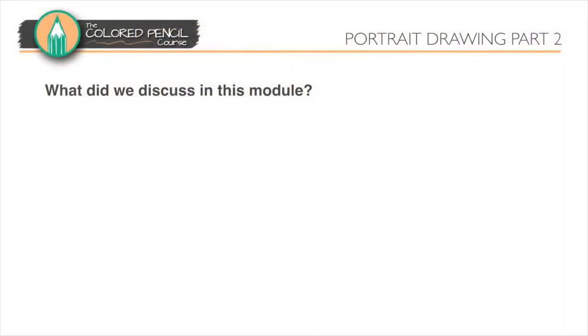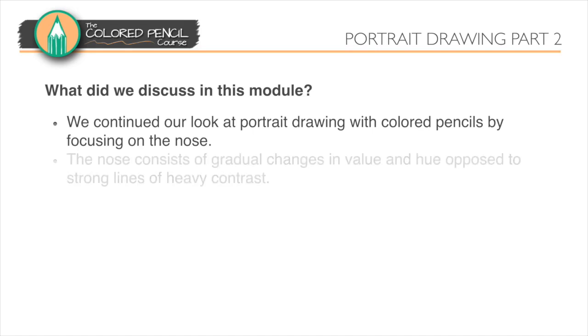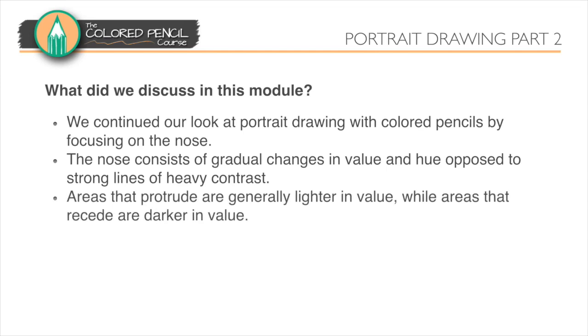So what did we discuss in this module? We continued our look at portrait drawing with colored pencils by focusing on the nose. We learned that the nose consists of gradual changes in value and hue as opposed to strong lines of heavy contrast. This is accomplished with deliberate but slow applications. We also learned that areas that protrude are generally lighter in value, while areas that recede are darker in value. In the next video, we'll take a look at the mouth.